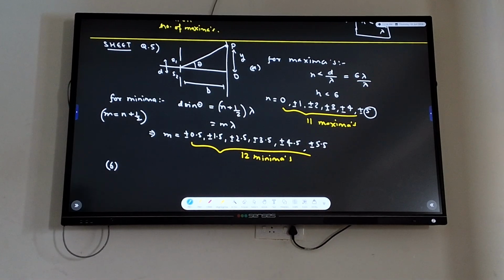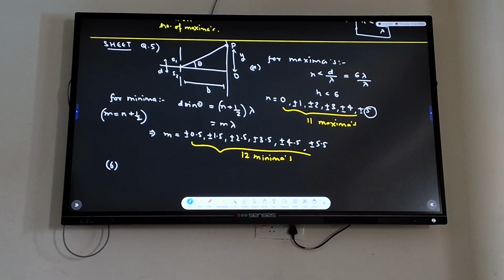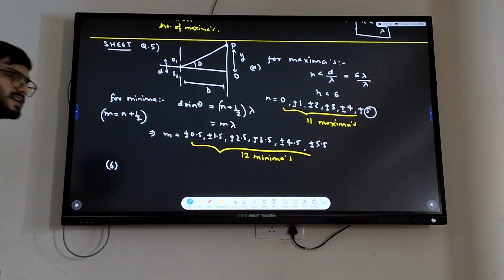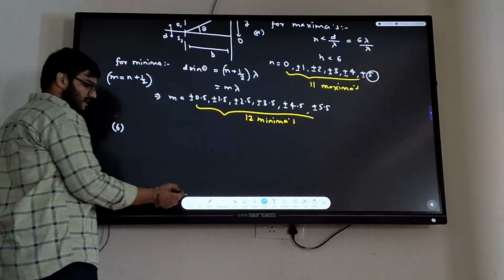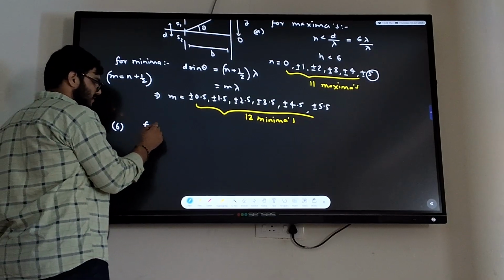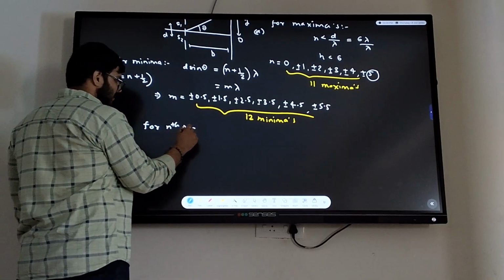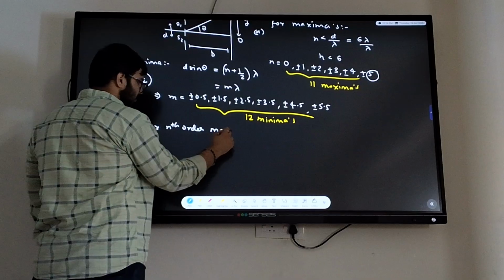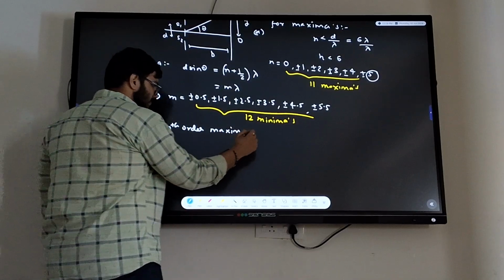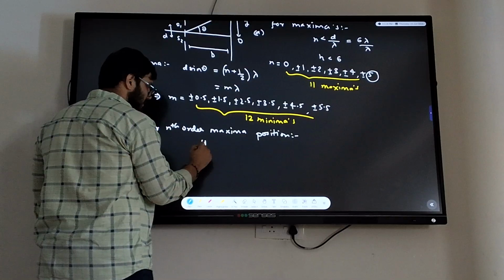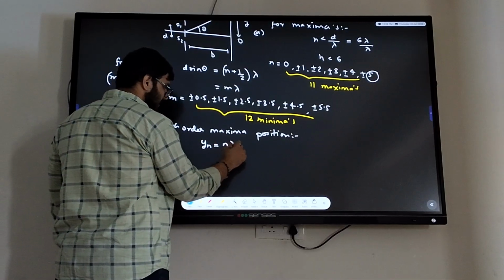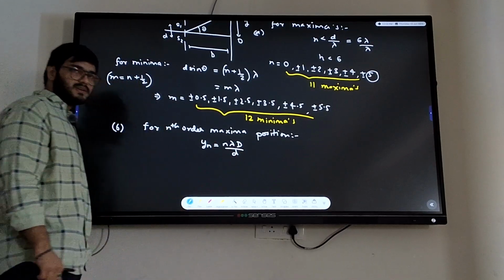Let me do the B part as well. I think they are asking us to find the third order maxima, right? We have to find the position of the third order maxima. So for the nth order maxima condition, what was the position? Yn is equal to n lambda capital D by small d, right?